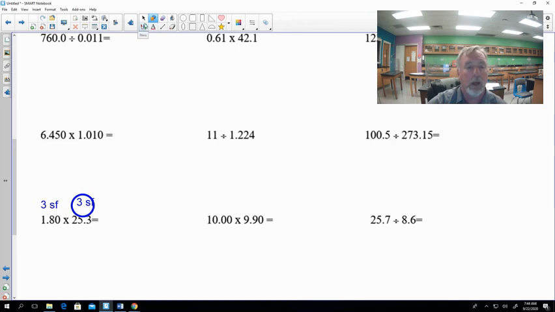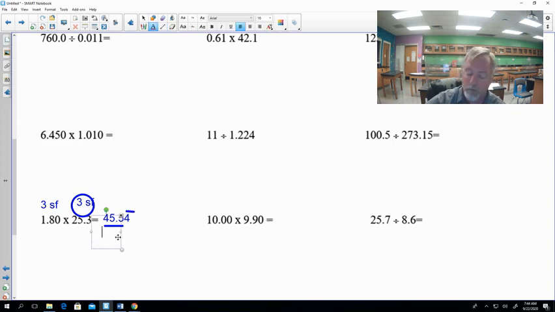Let's punch that into our calculator. What's our calculator tell us? 1.80 times 25.3 equals 45.54. There's our number from our calculator. Now we got to make sure we have only the 3 sig figs that we're looking for. Let's underline those first 3, 45.5. What's our next digit tell us? That 4 tells us we're going to leave it alone. Our answer then is 45.5.